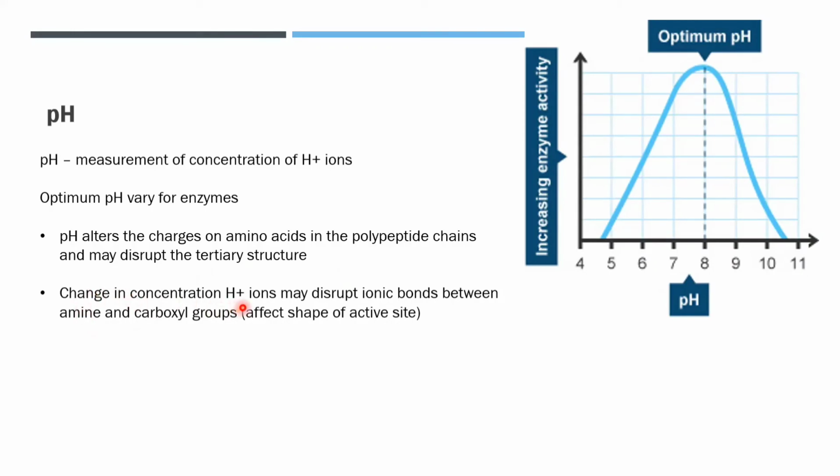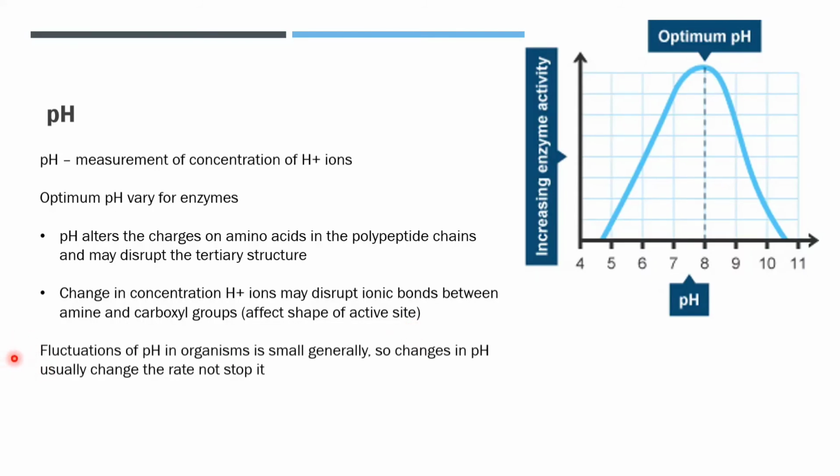Also, the change in the concentration of H+ ions, if it's big enough, may disrupt the ionic bonds between the amine and carboxyl group. The amine and carboxyl group are on each amino acid, and it's the ionic bonds between them that helps form the active site, with a few other bondings, of course. But if these ionic bonds are disrupted by the charges on the H+ ions, this can affect the shape of the active site and affect how well the enzyme-substrate complex is formed, because the active site has to be complementary to the substrate.